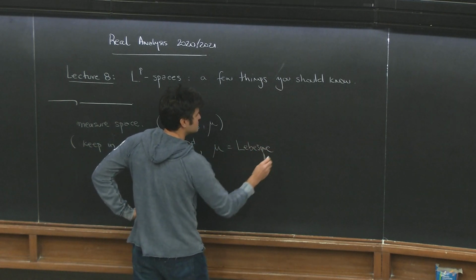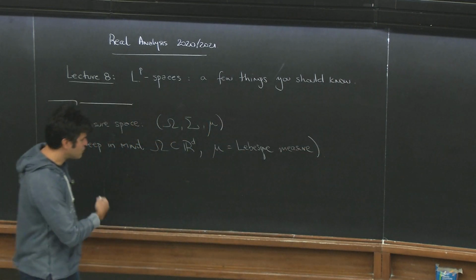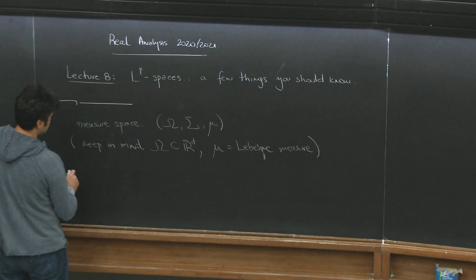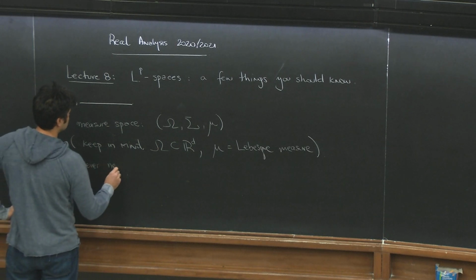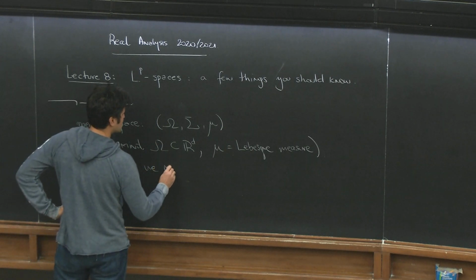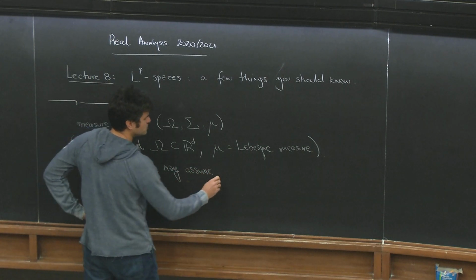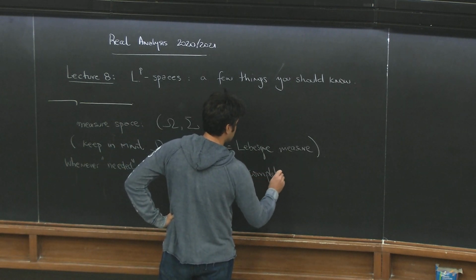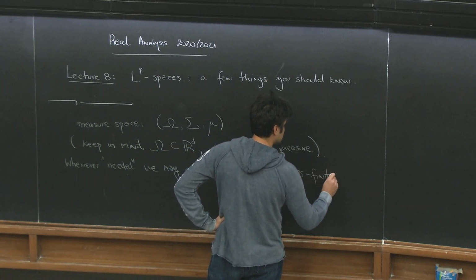But of course, we can do the theory for general measure spaces. What I'm trying to say is that whenever needed, we may assume that our measure mu is complete, or sigma finite. Let's see if we need this.